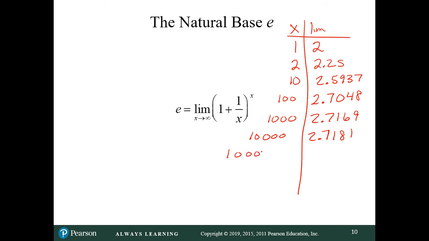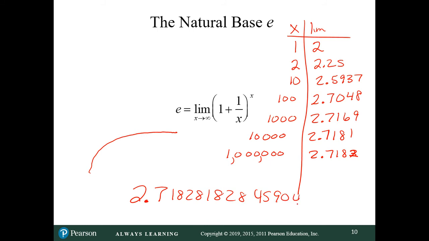Let's do 1,000,000. So 1,000,000 would be 1.000001 to the 1,000,000th power. Would it be 182 or 183? 183. Okay. And as you keep going up, what happens to this number? It goes up, but then it doesn't go up by much further, does it? It's going to hit a limit. It's going to go up like this and kind of hit a horizontal asymptote. Our horizontal asymptote for this e function is 2.718281828459045 and so on.